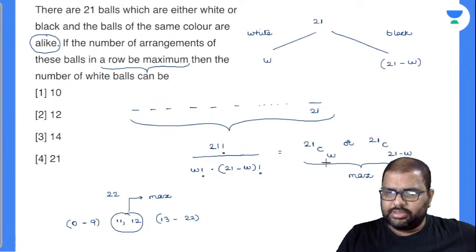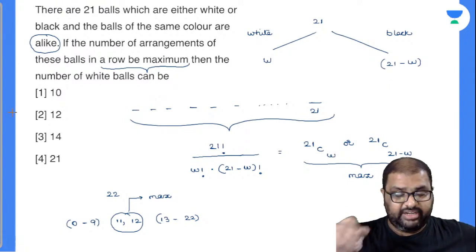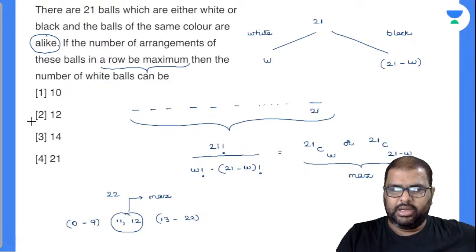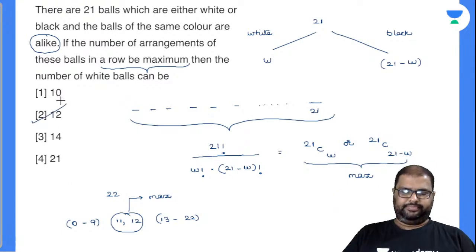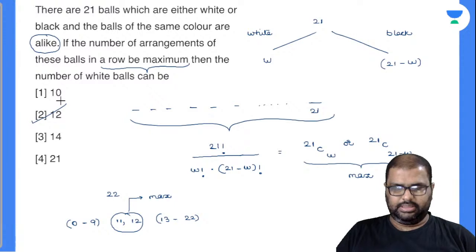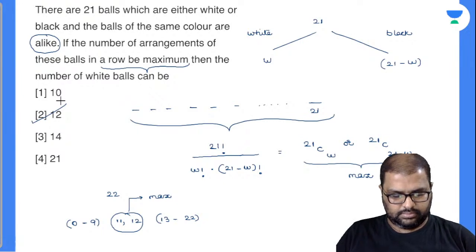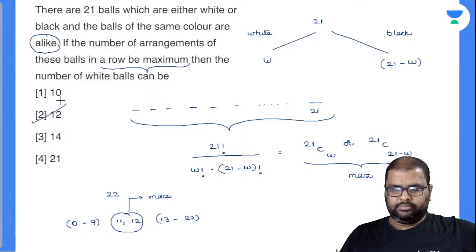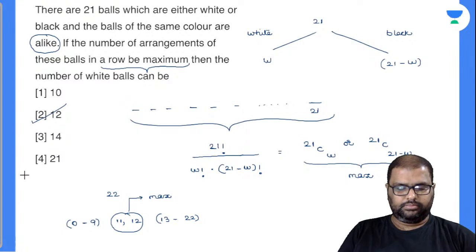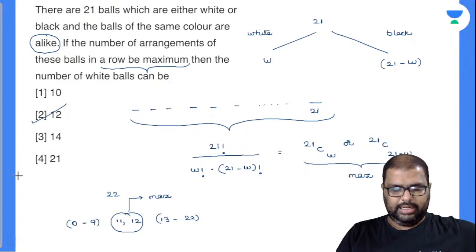Now closely observe that in your options for this 21C_W, there is no 11. If it is an MSQ, your 11 and 12 might be there, and both options would have to be ticked. There is only one option there, the second one. Try this, right? So how easy. I hope I'm clear regarding this.